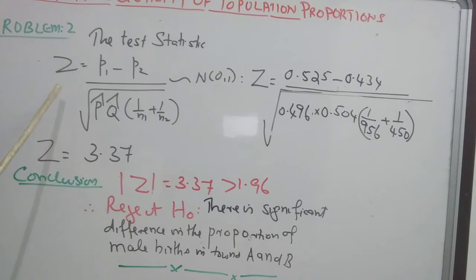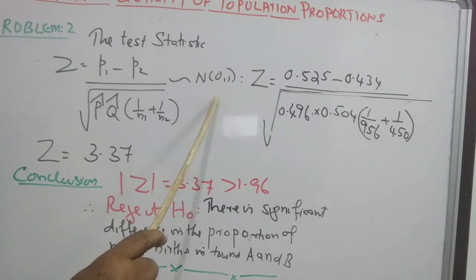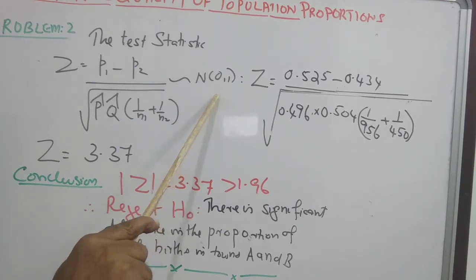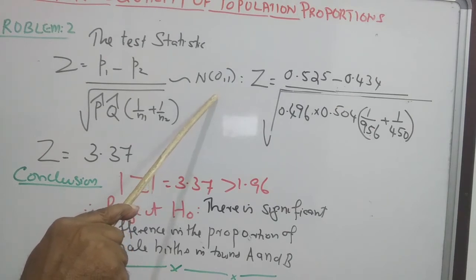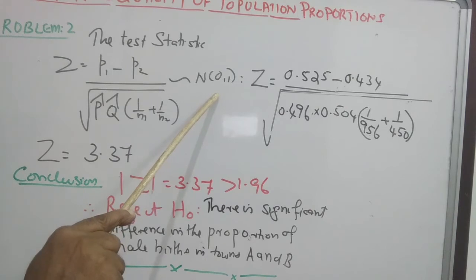The test statistic Z is equal to P1 minus P2 by root of P estimate into Q estimate into 1 by N1 plus 1 by N2. That follows standard normal distribution. For drawing a decision, we use the property of standard normal distribution since it is a large sample test.